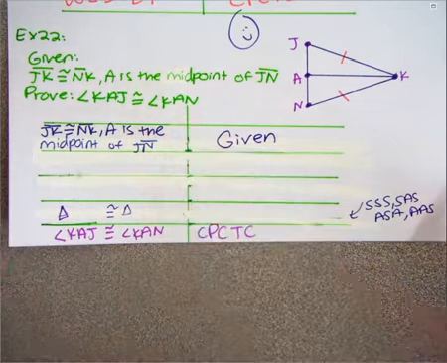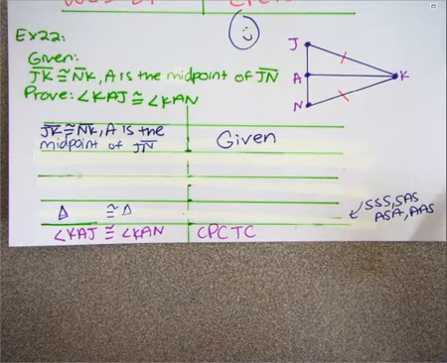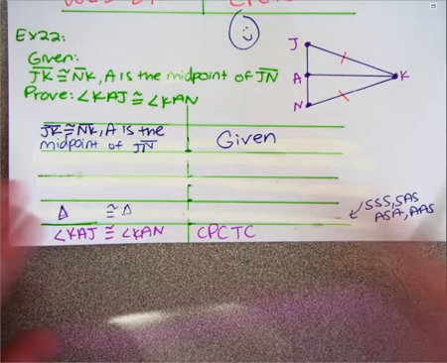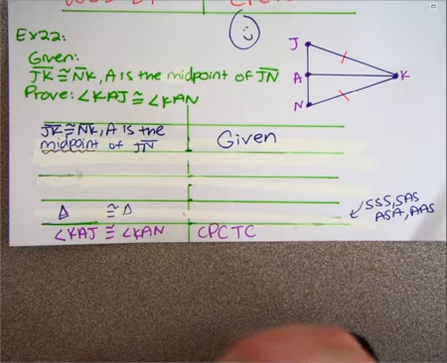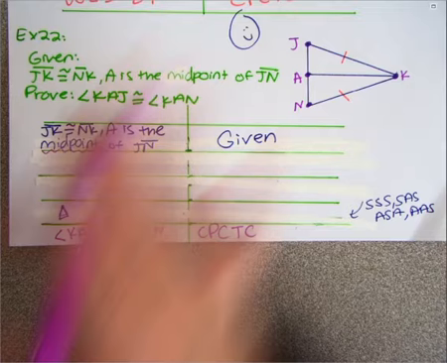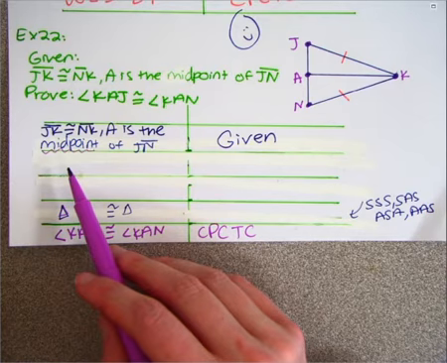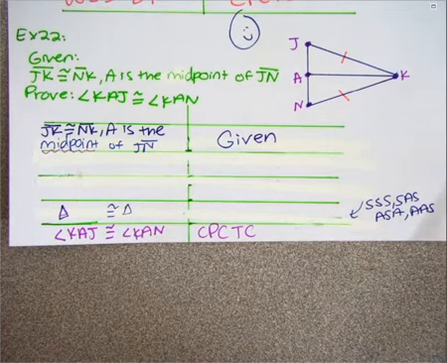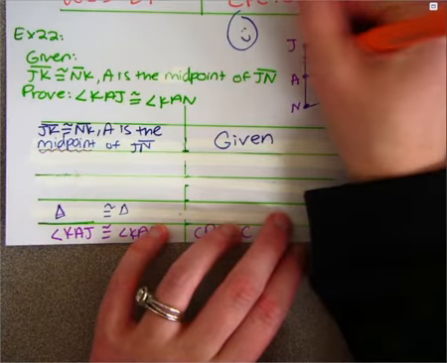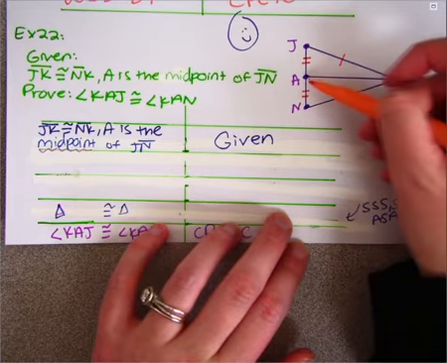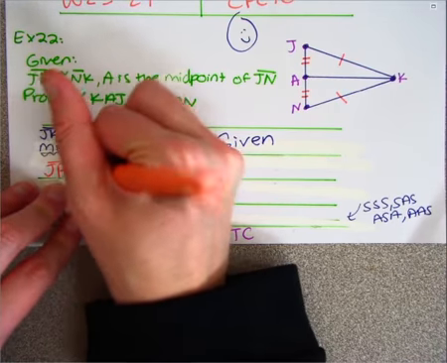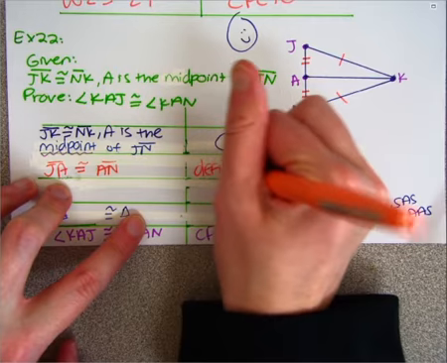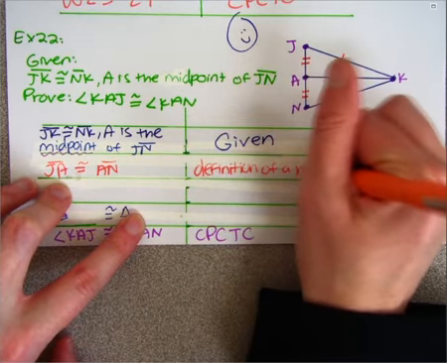So do you guys spot any key phrases in the given that might help me add another line in my proof? Do you see the word midpoint? All right, now flip through that nifty note sheet that I have given you that has all those lovely definitions and theorems and postulates. What does it mean to be a midpoint? If something's a midpoint, it creates 2 congruent segments. So I know JA is congruent to AN because if A is the midpoint, it will create these 2 congruent segments. So I can say JA is congruent to AN by the definition of a midpoint.